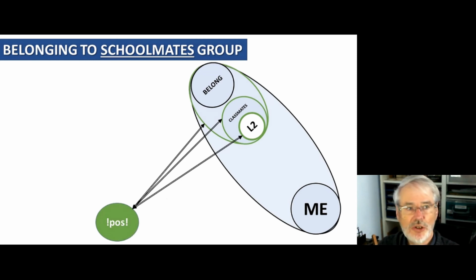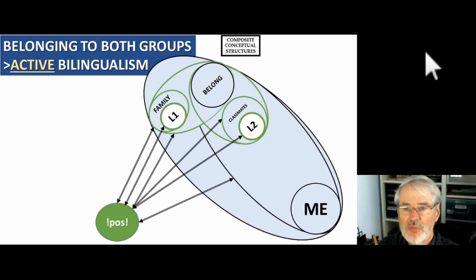So I now belong to two groups, and this is what we have in active bilingualism. When I'm at home, I speak the first language, which is the language of the group which I belong to, and that's activated by the internal context that happens to be activated when I am physically at home, or when I'm thinking about home perhaps as well.